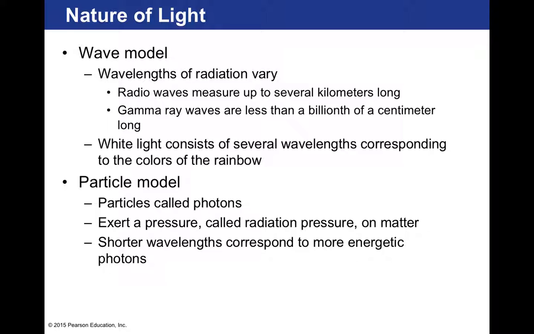So in the wave model of light, the wavelengths of radiation vary. So radio waves measure up to several kilometers long in wavelength, where gamma rays have a much shorter wavelength, which would be less than 1/billionth of 1 centimeter long. And white light, we could say, consists of all colors of light corresponding to the colors of the rainbow. So something that appears black is actually absorbing all of the light that's shown onto it, so it's not emitting any color. So white is full of colors and black is the absence of color.